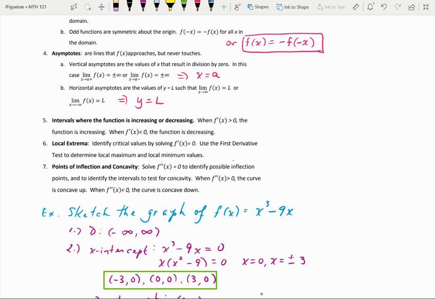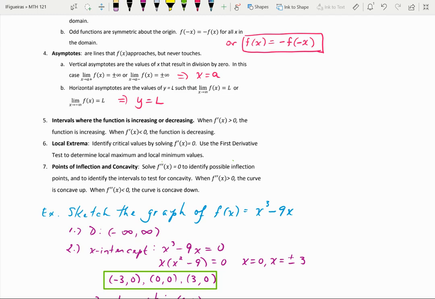Points of inflection and concavity, well, that's when we use our second derivative. We take the second derivative and set it equal to 0. Those solutions give you possible inflection points if solutions exist. Those solutions also allow us to figure out what our test values are in order to determine concavity. When your second derivative is positive, the graph is concave up. When your second derivative is negative, the graph is concave down. So with all of the information I just reviewed, you would get a pretty decent sketch of what the curve should look like.